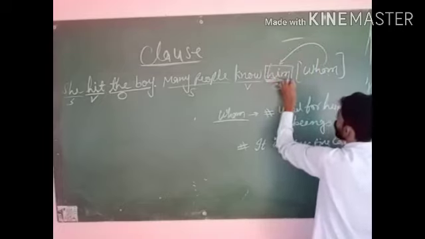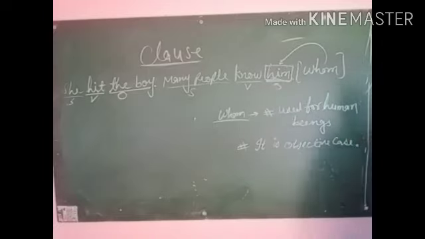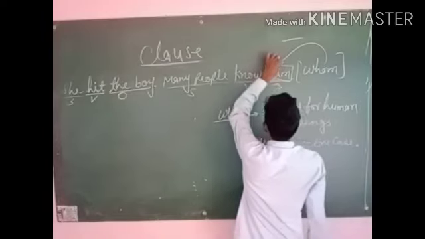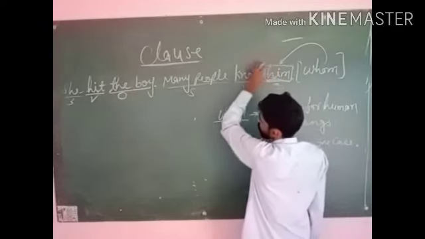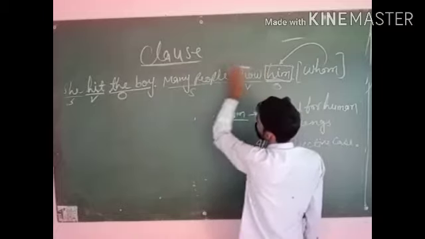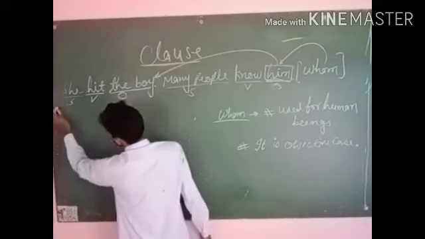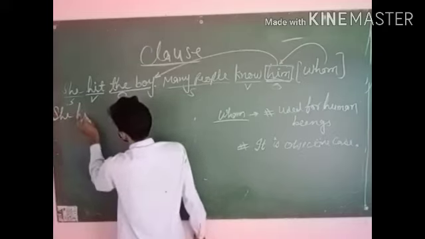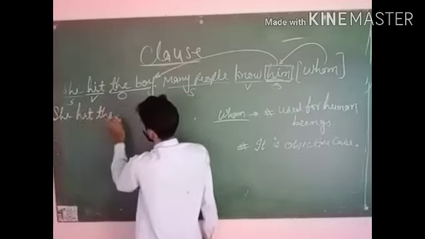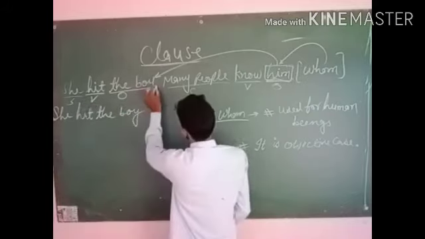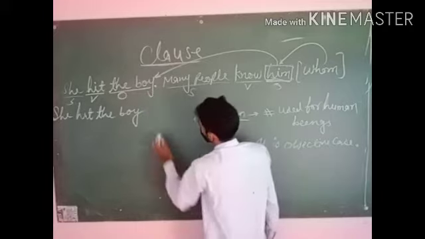First thing, we replace a structure by the word given in the brackets and we put it near the noun or pronoun for which it has been used. Him has been used for the boy, so we have to put it near the boy. Write the first sentence as it is: She hit the boy. Now we do not have to put this full stop.